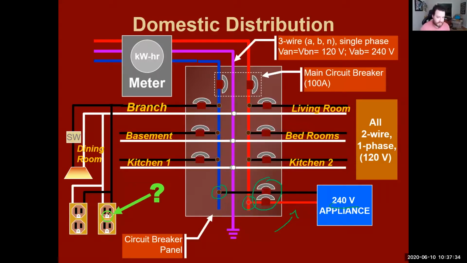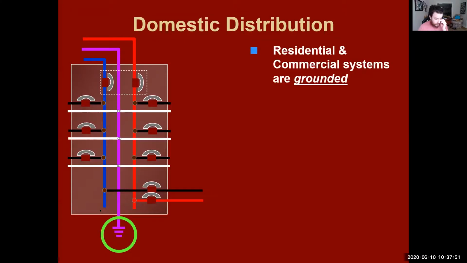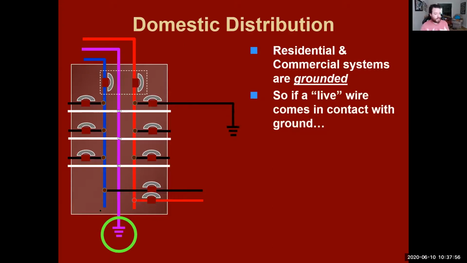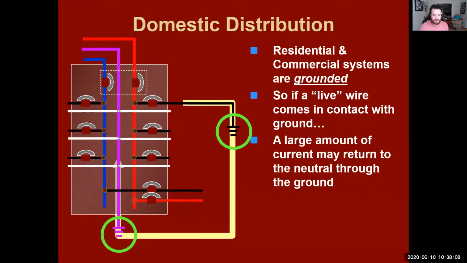But the last thing we need to talk about is that your outlets will have that third eye there. And we only have two wires right now going into our outlets. Basically, what we're trying to do is we're trying to ground it. And that's an emergency ground almost. So residential and commercial systems are grounded. So if a live wire comes in contact with the ground, a large amount of the current may return to the neutral through the ground.